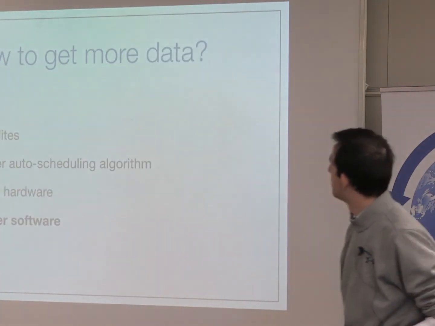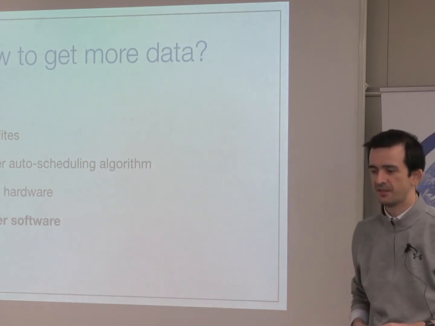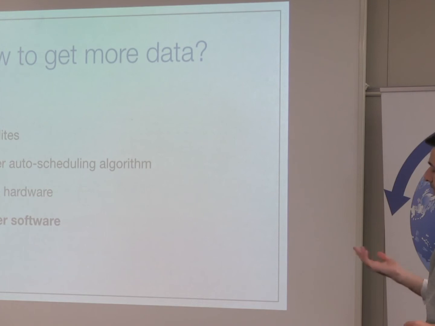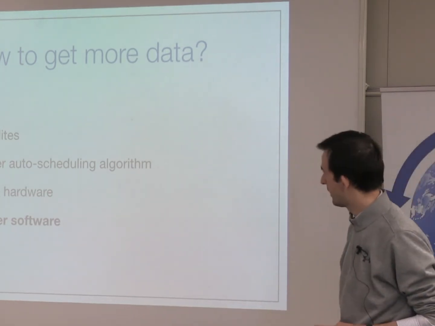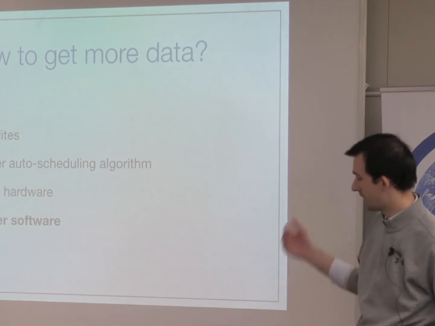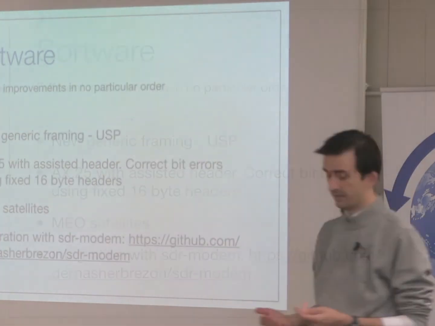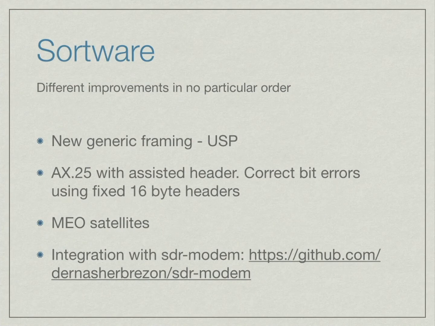Okay. But the software, all right. Most of the demodulation and decoding happens in software in r2cloud. It's an SDR-based project, so if I implement enhanced software, then I can get more data, obviously. The obvious answer to this is getting better DSP algorithms. I won't cover this, but there are some other ideas that I had, in no particular order. Some generic framings, some AX.25 with assisted headers, mirror satellites, so integration with SDR modem.